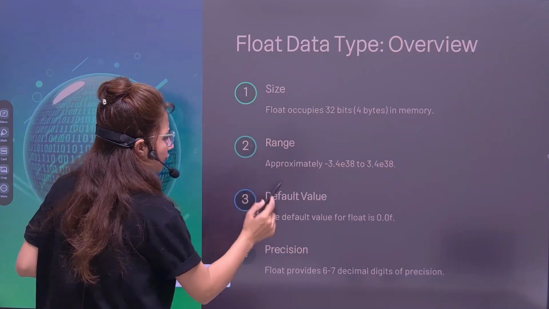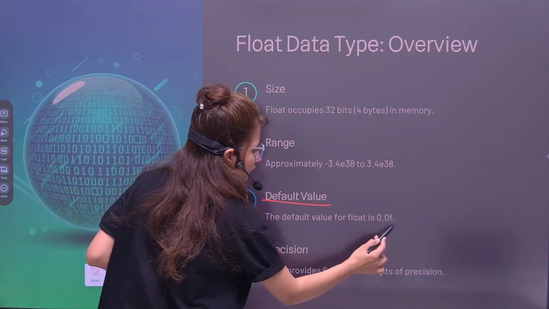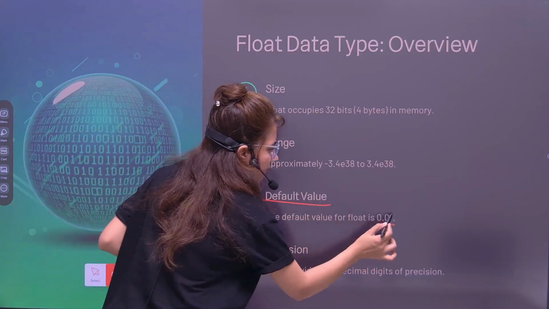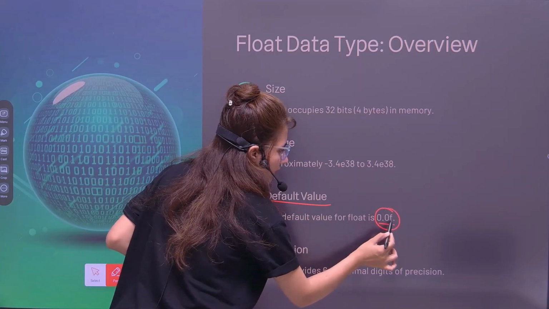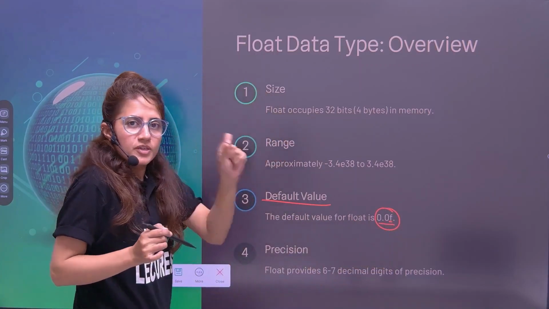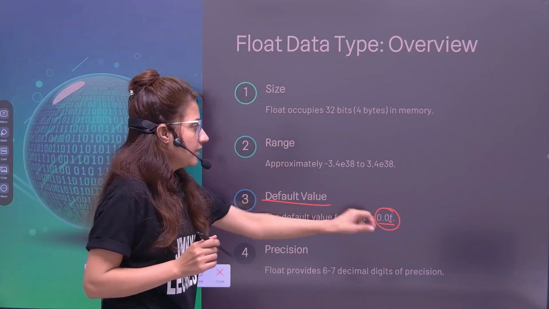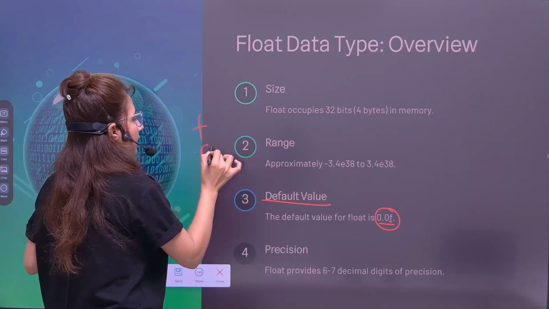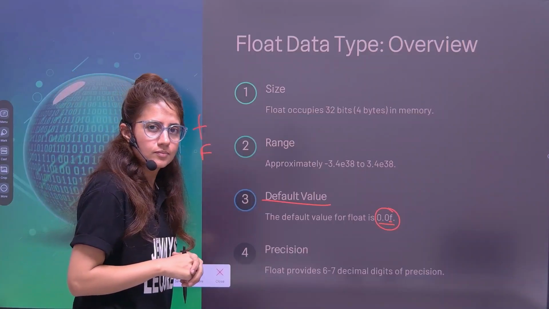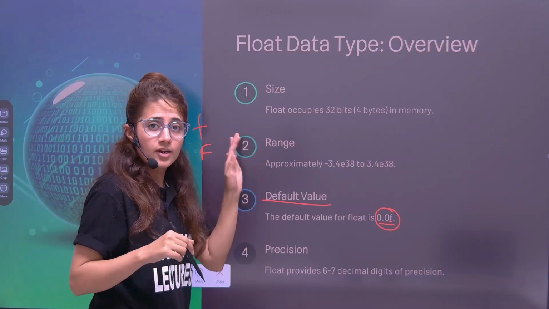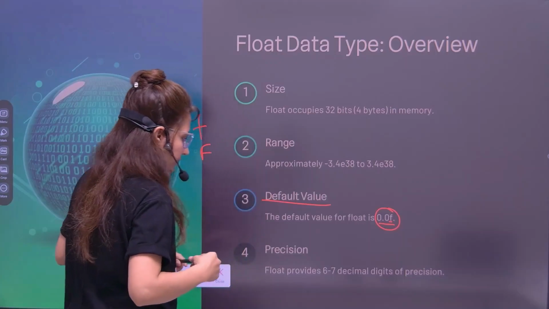Now the default value for float is always 0.0f. See, at last we have written f. So to specify that it is a float number, the suffix we add is f, small f or capital F, right? Why we need to add the suffix, that also I'll tell you.